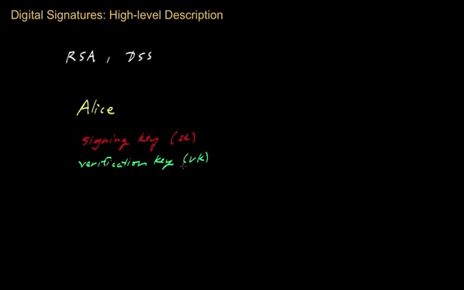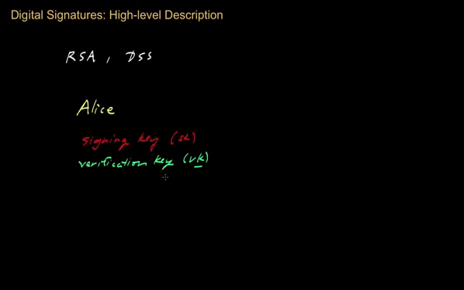But the interesting thing is that you want it to be the case that the verification key is public and the signing key will be private. More so, in a digital signature scheme, it should be hard to come up with a signing key if you only see the verification key.